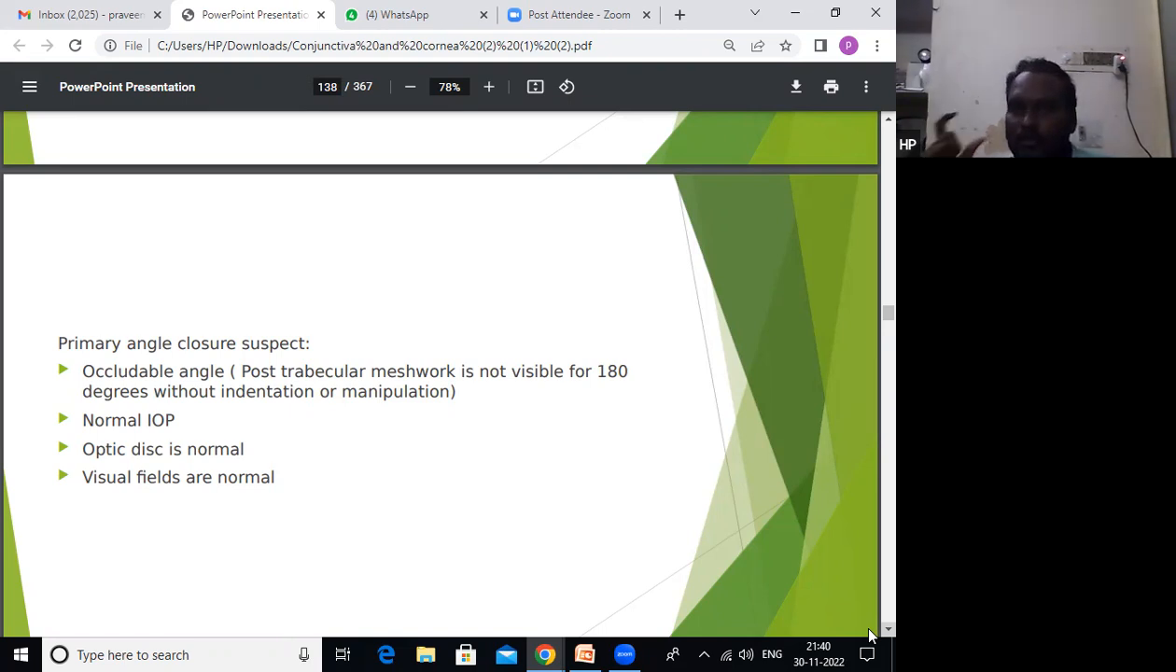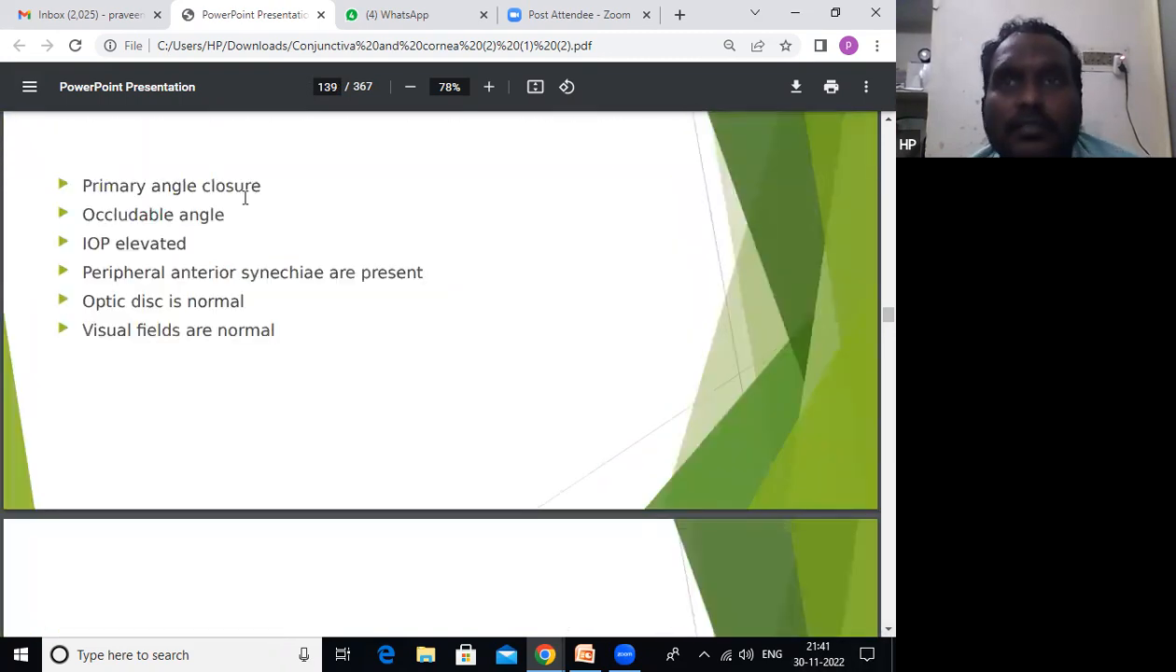If a patient has this occludable angle, he is called a primary angle closure suspect. We are suspecting the disease in him, but he doesn't have any clinical features of that disease. So his intraocular pressure is normal, his optic disc is normal, and his visual fields are normal. The question can be, which of the following is not a clinical feature of primary angle closure suspect: occludable angle, normal IOP, optic disc changes of glaucoma, or normal visual field. Definitely optic disc changes of glaucoma are not present. Everything is normal except the occludable angle. That's why you call it an angle closure suspect. When you go to primary angle closure, here too there is an occludable angle.